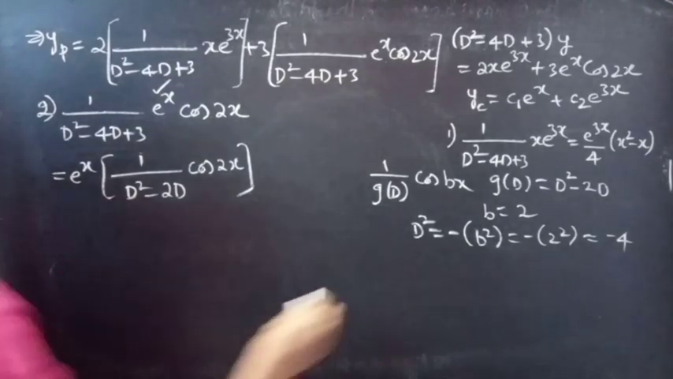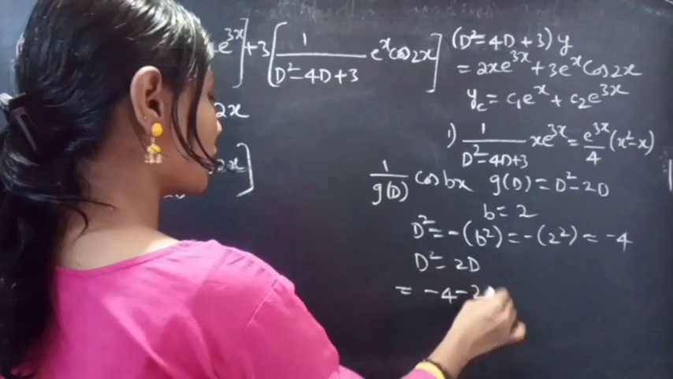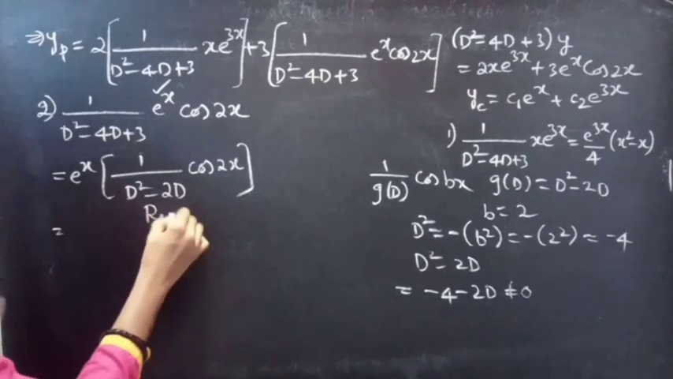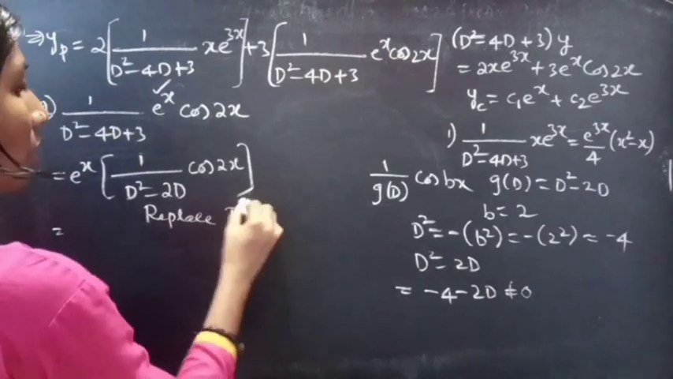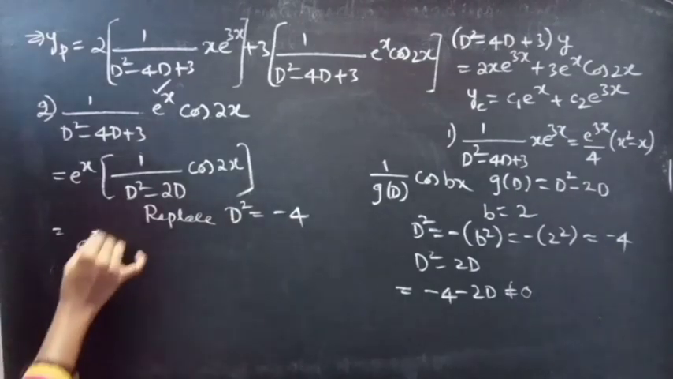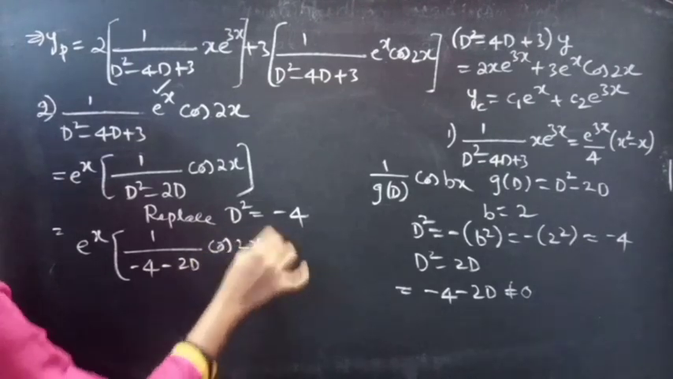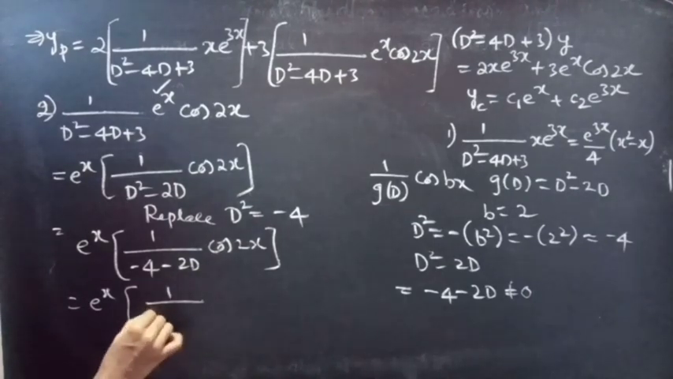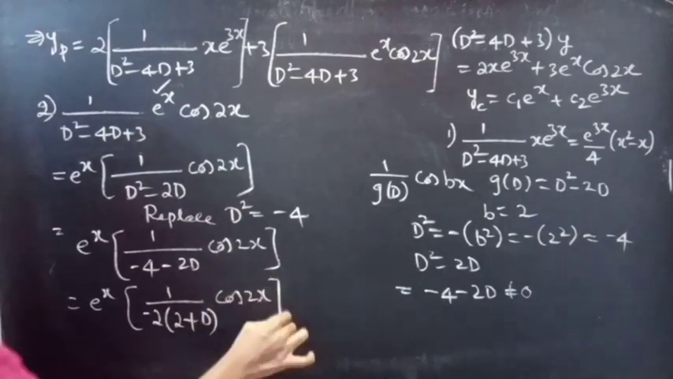Now take the denominator part, d square minus 2d, and replace d square by minus 4. We'll get minus 4 minus 2d, which is a non-zero term, right? So we can replace here, since the denominator becomes non-zero by replacing d square by minus 4. So let's replace d square by minus 4 here. We'll get e power x into 1 by minus 4 minus 2d into cos 2x, which is equal to e power x into 1 by, take minus 2 common from the denominator, minus 2 times 2 plus d, into cos 2x, right?